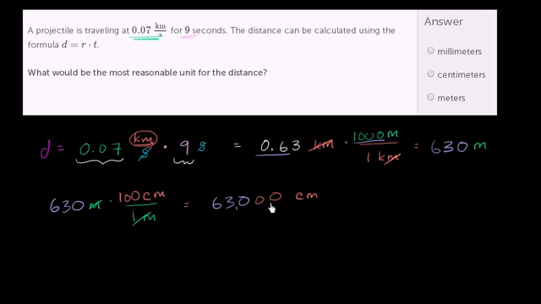63,000 centimeters. I really want to describe this in meters. So I definitely wouldn't go for centimeters. And millimeters is even worse. You have 10 millimeters per centimeter. You're going to get to 630,000 millimeters. So that's even stranger. So I would definitely go with the meters.